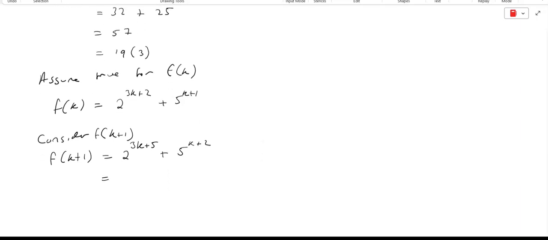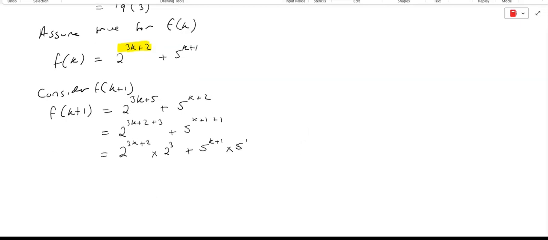Now, by laws of indices, if we want to try and compare it to f(k), f(k) had 2 to the power 3k plus 2. So we want to get 2 to the power 3k plus 2, and we've got a plus 3 left over. And similarly with the 5 to the power, we can write that as k plus 1 plus 1. If we now use our laws of indices and separate that, we've got 2^(3k+2) times 2^3 plus 5^(k+1) times 5^1. Simplifying that, that's 8 lots of 2^(3k+2) plus 5 lots of 5^(k+1).